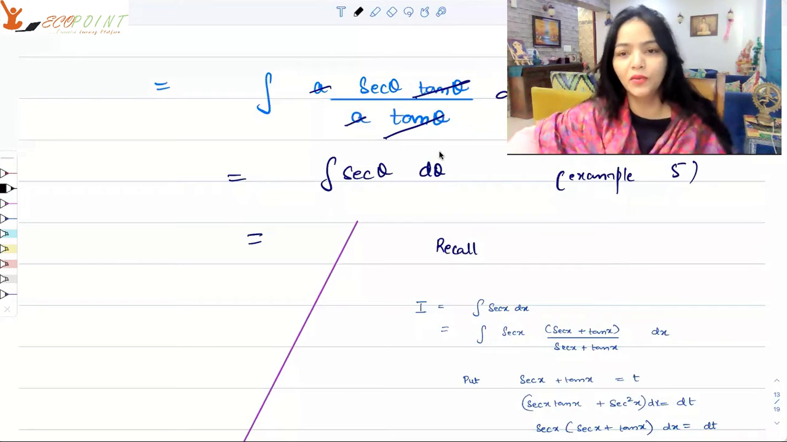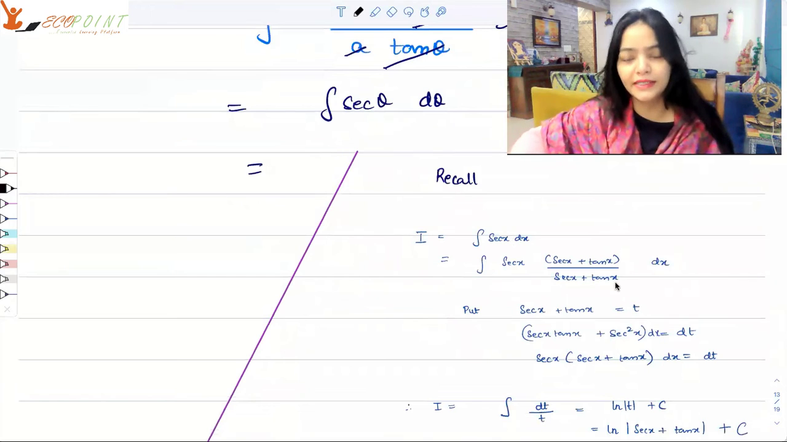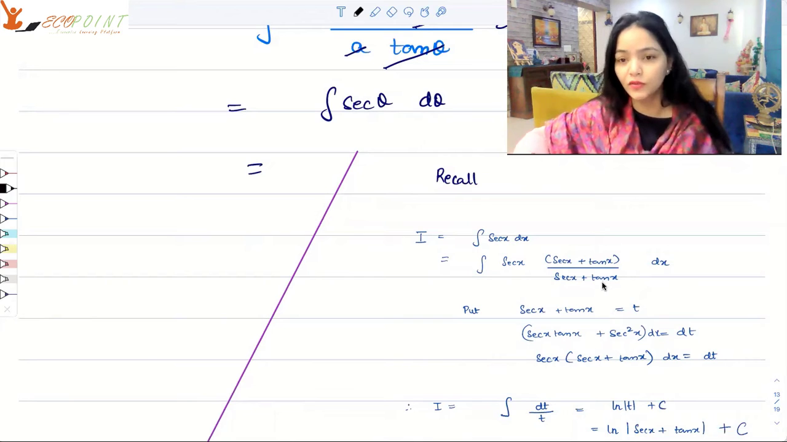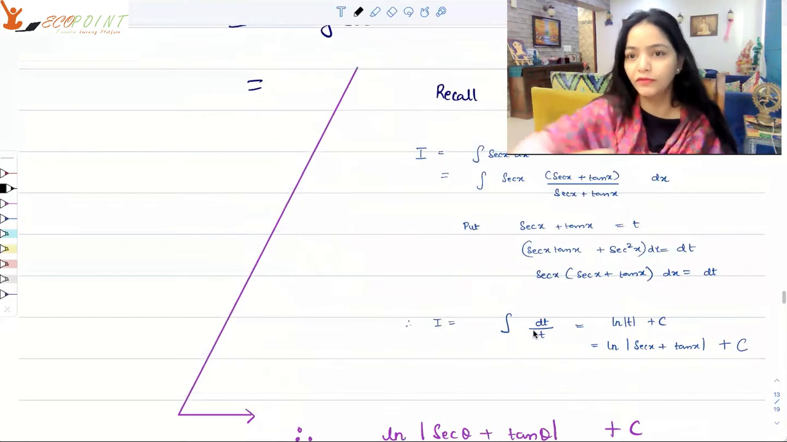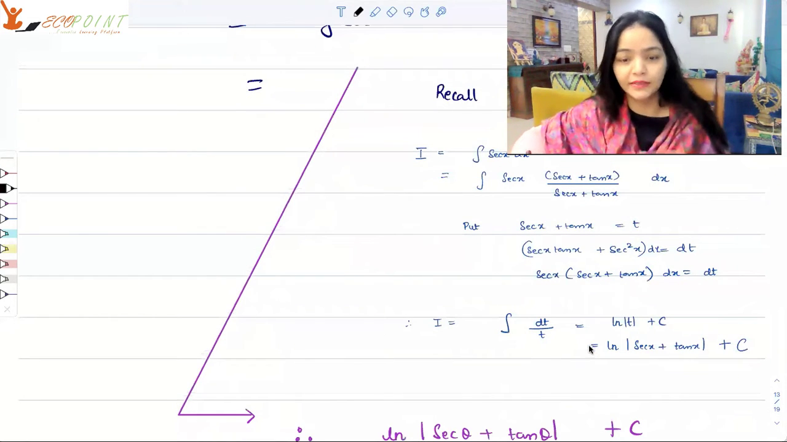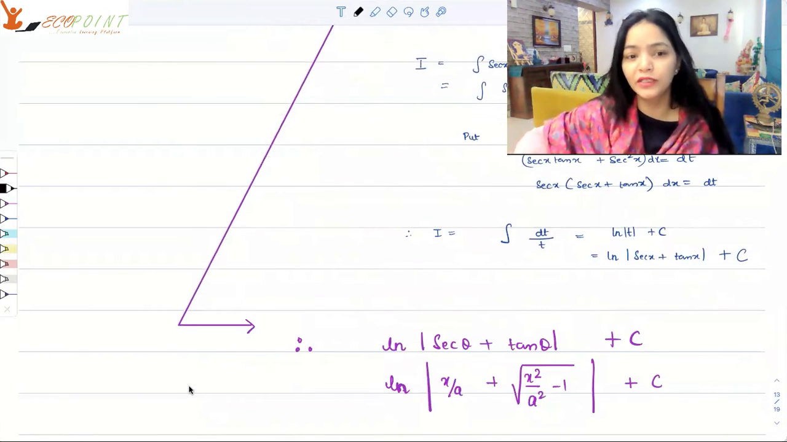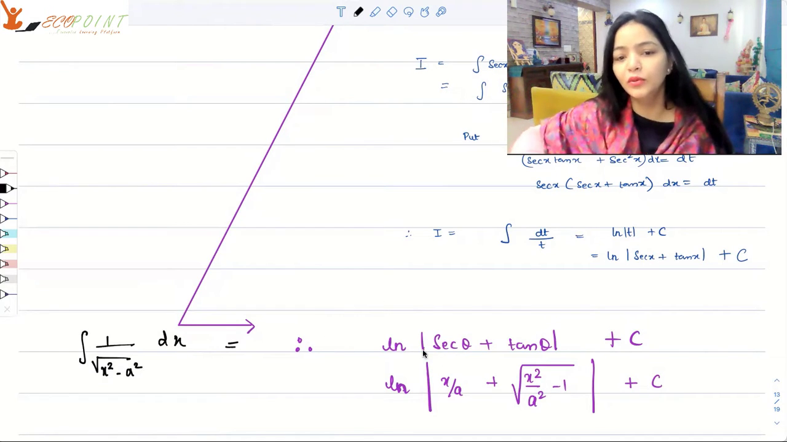I've just given you a brief recall here of how you get it. You multiply and divide by secant x plus tan x. We've done this before, actually; this is just to recall. And then with substitution, you get log of mod secant x plus tan x plus c. Which means the answer to the integral that you've been looking for, 1 upon square root of x square minus a square dx, is equal to log of mod secant theta plus tan theta plus c.